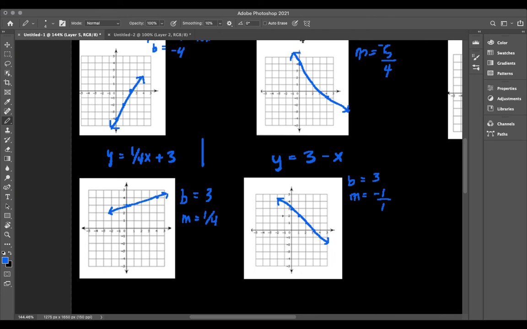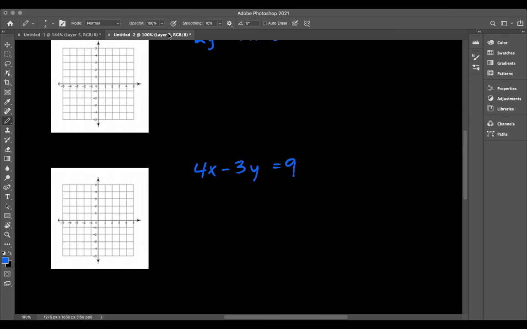Right? So make sure that you know the slope and you know the y-intercept, and you'll be able to graph any equation, any linear equation, based on that information. Okay, so let's get a little bit harder now. Now we're going to start using some algebra.